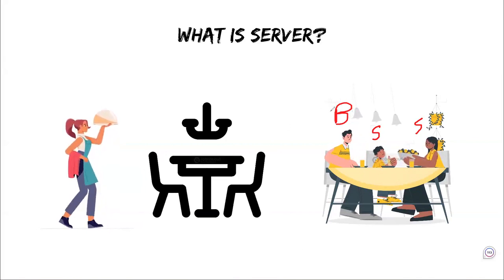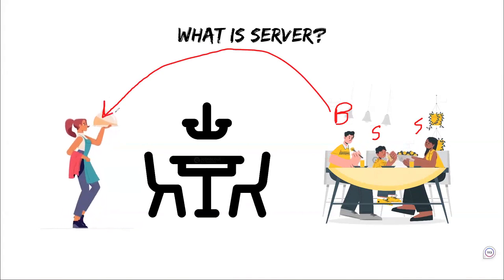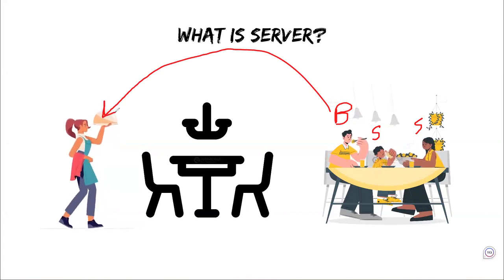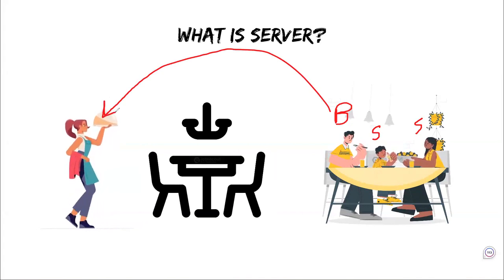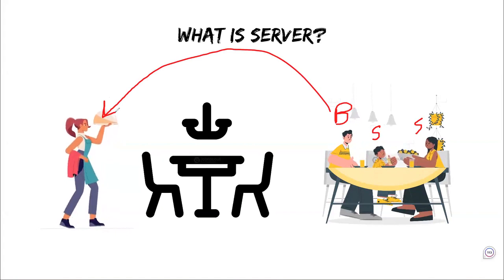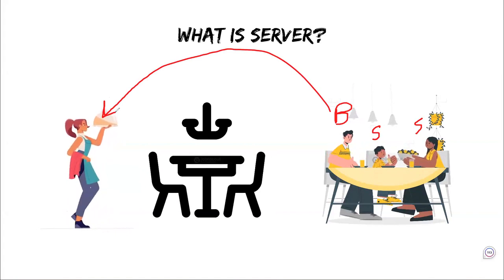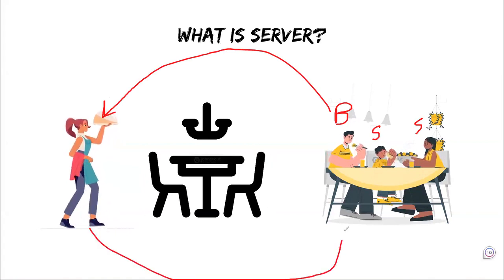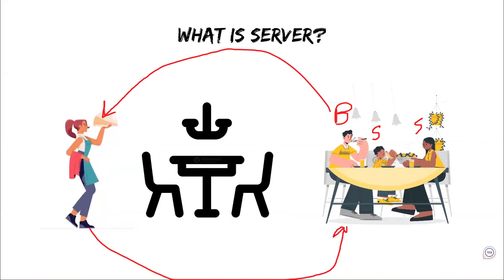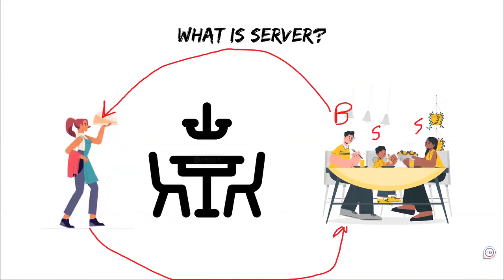Now, first of all, person one calls the server and says, I want some good mutton biryani, just give it to me. What will that server do? The server will take the request from the user, go to the kitchen, bring the biryani for him and serve him. Now, is user one's requirement fulfilled or not?